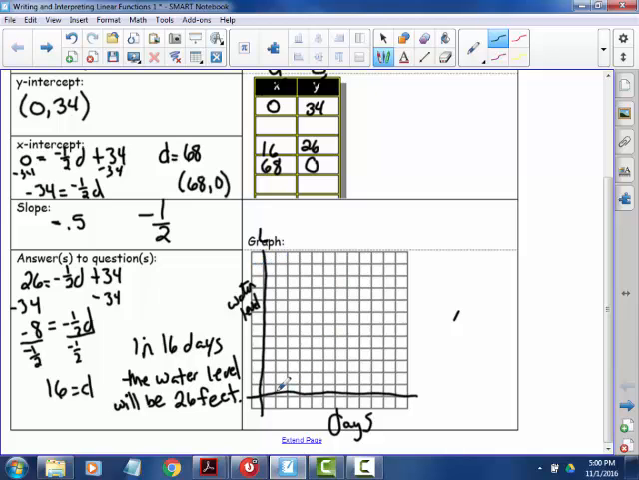Well, let's see, we have 1, 2, 3, 4, 5, 6, 7, 8, 9, 10, 11, 12 lines. So let's see, I know 5 times 12 is 60, so that wouldn't be enough. So I could count by 6s or maybe 10s. I'm going to go ahead and do by 10s because that's just a little bit easier. 10, and then that would be 20, 30, 40, 50, 60. So 68 would be about right there.